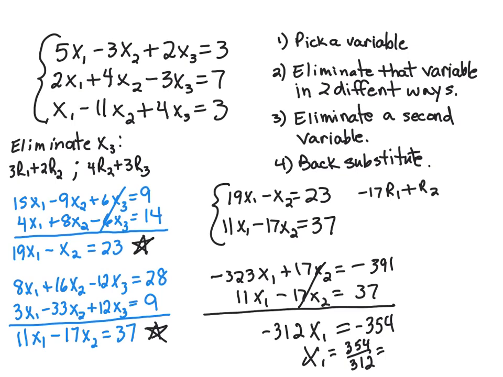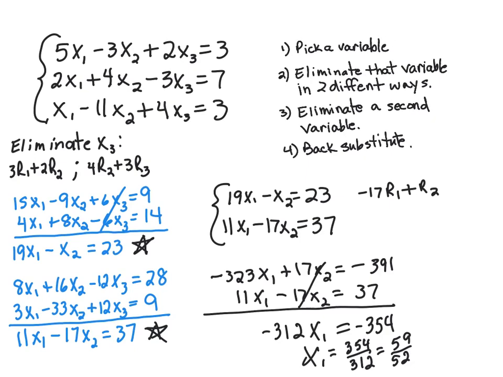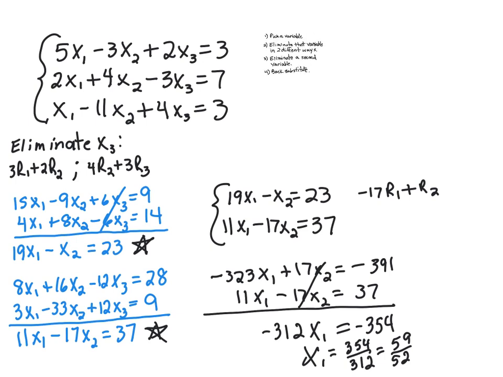All right, 6, they're both even, they're both divisible by 3. So 6 goes into both of these and gives me 59 over 52. Now, that's ugly, but guess what? The world is a little bit ugly and messy. So, we're going to take that value now and back substitute it. And I want to back substitute it into the easiest thing to do. So I choose to back substitute it into this equation. That makes it easy to solve for x2.